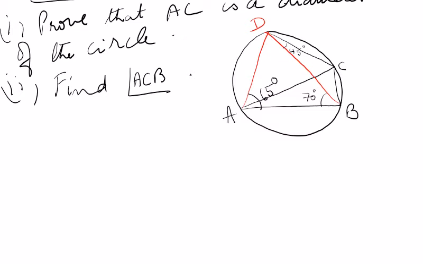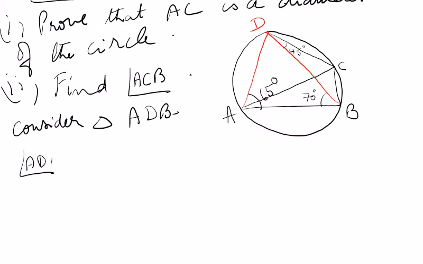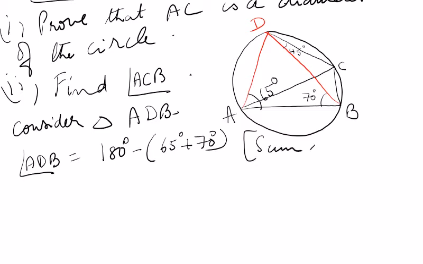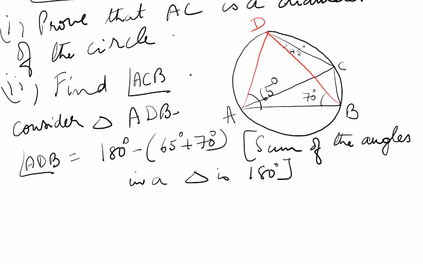Now for that, in triangle ADB, the sum of the three angles is 180 degrees. Out of that we know two. So angle ADB is equal to 180 degrees minus (65 degrees plus 70 degrees). What is the reason? The sum of the angles in a triangle is 180 degrees. This is the reason for this statement.